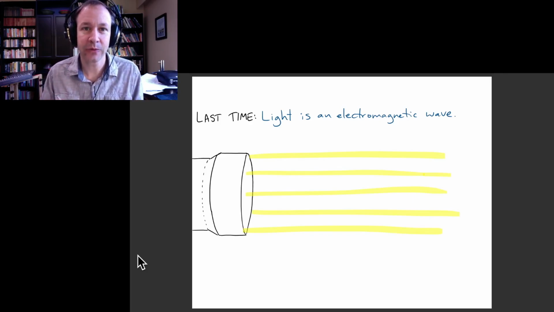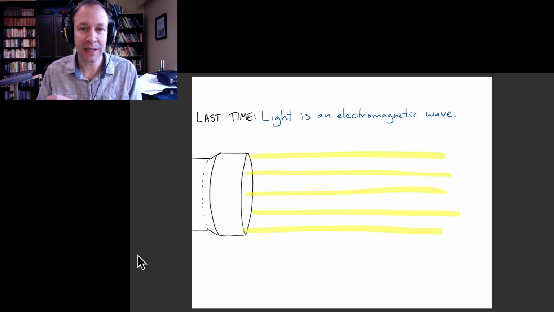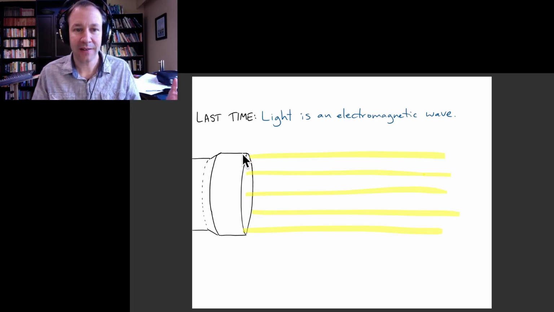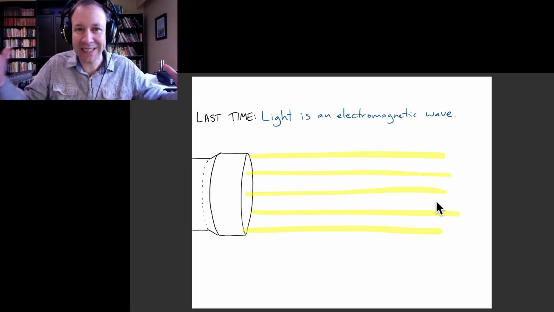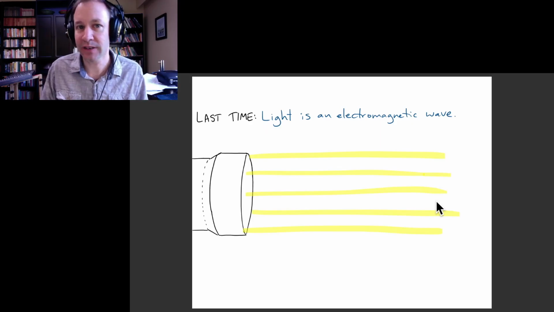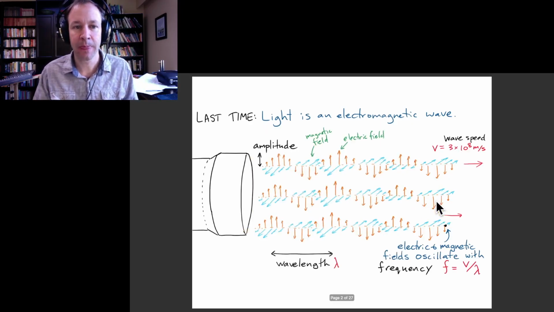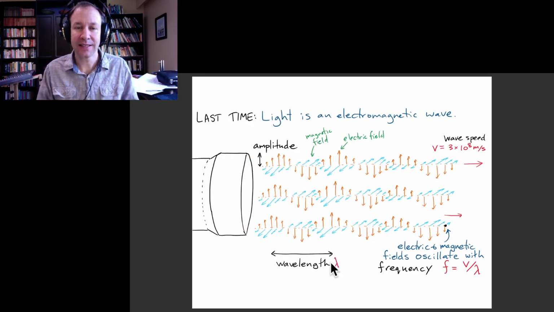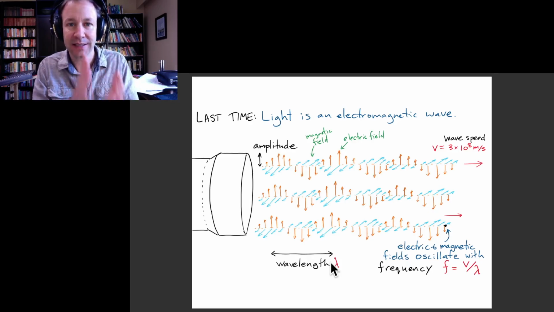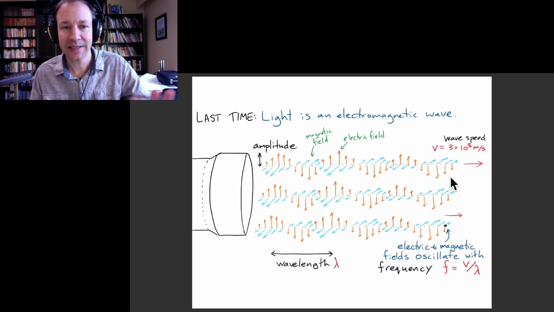So to remind you, what we understood in the last video is that light fundamentally is an electromagnetic phenomenon. If you have light from a flashlight, then you could ask, what is that? And there's a deeper understanding that we've had since the work of Maxwell in the 1800s, and that is that the light is actually related to oscillations in the electric and magnetic fields. And I've indicated that here.